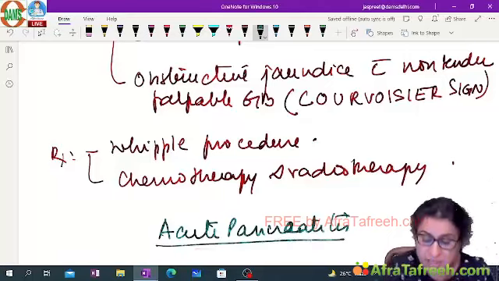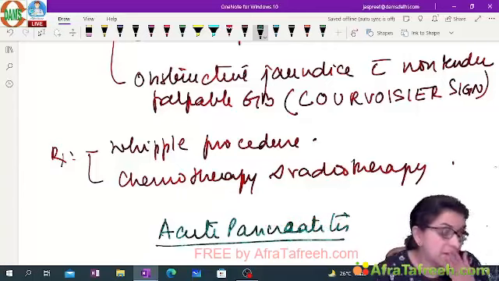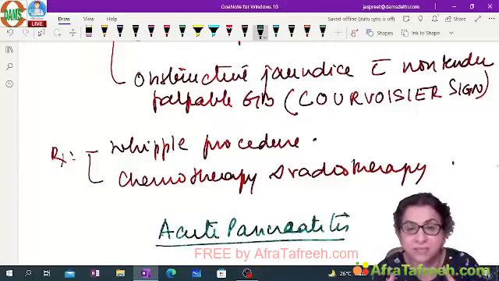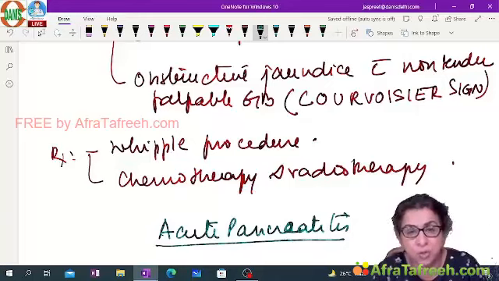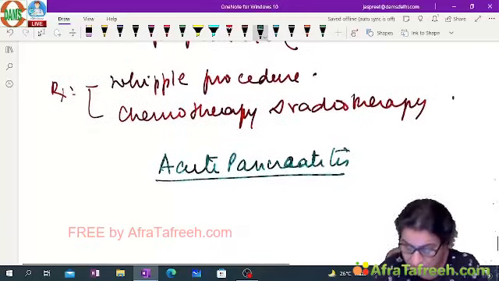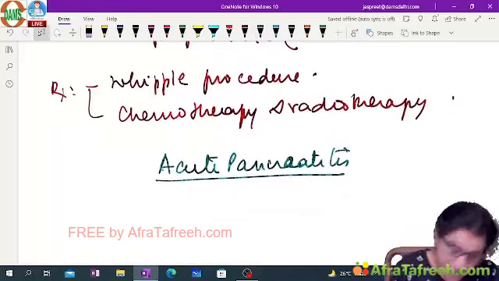Okay, then looking at the entity called causes of acute pancreatitis. Now what is acute pancreatitis? Inflammation of the pancreas. When the pancreas gets inflamed, the acinar cells of the pancreas get damaged, pancreatic enzymes are released and they digest the pancreas. So in acute pancreatitis, there is autodigestion of pancreas by pancreatic enzymes.